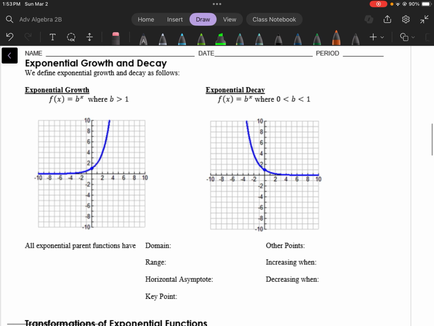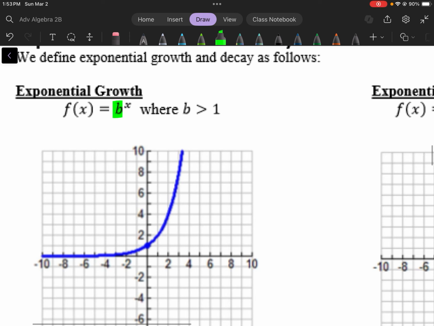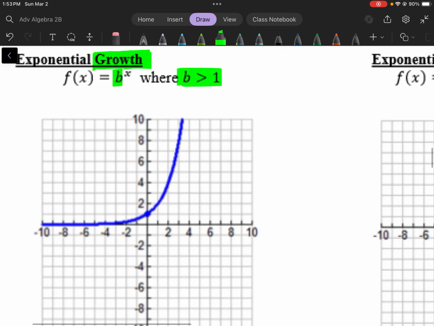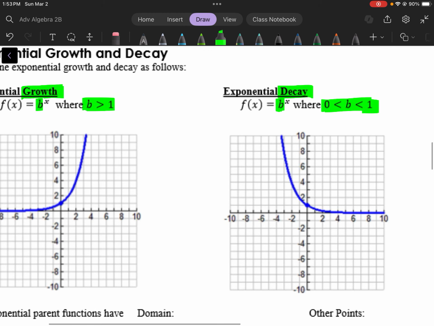So if we go to the next page, kind of what we were just talking about is being supported by this. So we have a b value, the base, right here. And when b is greater than 1, that's when you're going to be getting that growth, and you're going to get this pattern right here. Same thing, like we were talking about with the second one, we have exponential decay when that b value is between 0 and 1. Really, really important that it's between 0 and 1. You get that decreasing pattern, exponential decay.